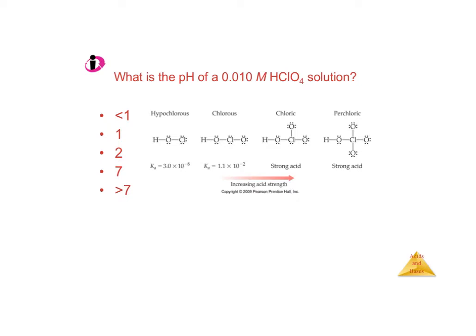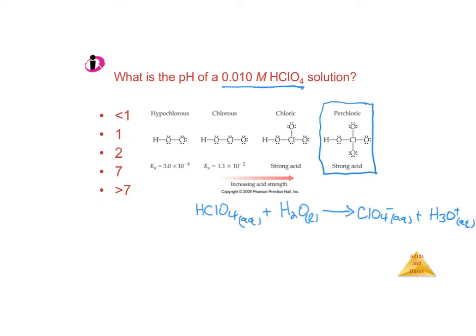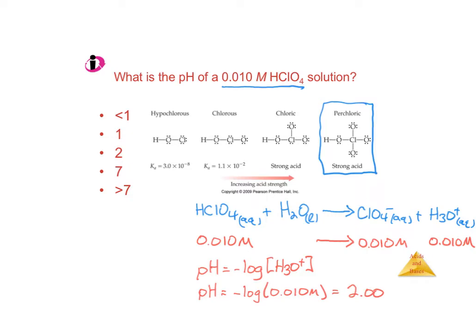So this problem is pretty straightforward. We're asked to solve for the pH of a 0.01 molar perchloric acid solution. And we should recall that perchloric acid falls into one of our 7 strong acids. Strong acids, again, completely dissociate. So if we know the concentration of strong acid, then we know the concentration of hydronium in solution. Plug that into your calculation for pH, and you will get a pH of 2.